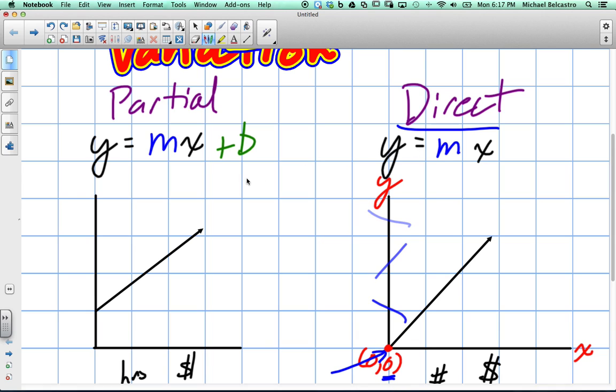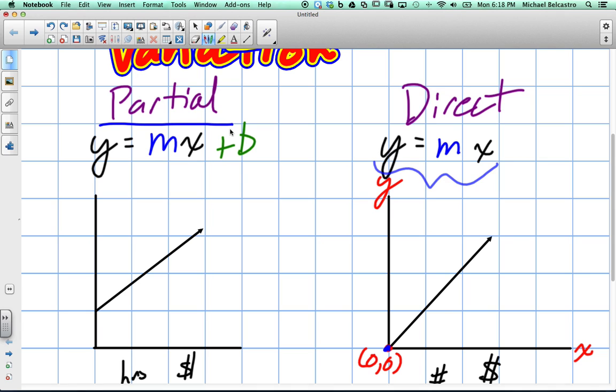So for direct variation, the b value that we don't really talk about is plus 0. We don't have to write in the number 0, so that's why they don't put anything there. With direct variation, they give you this formula, but really, the y-intercept is the number 0. The best way to remember it is that it always goes through the origin.